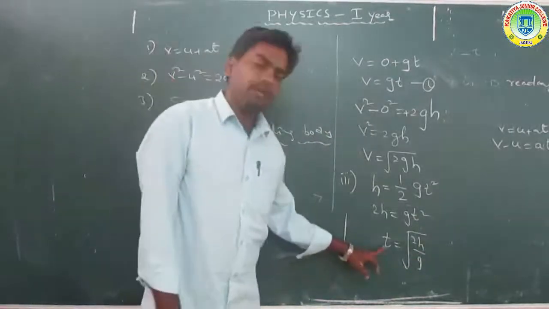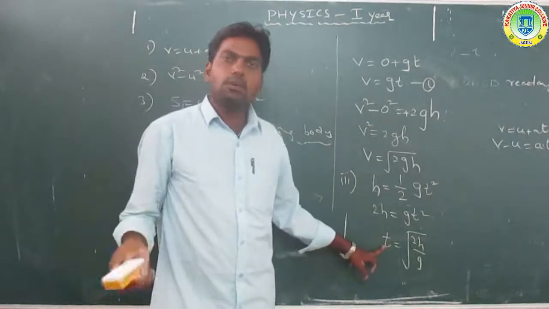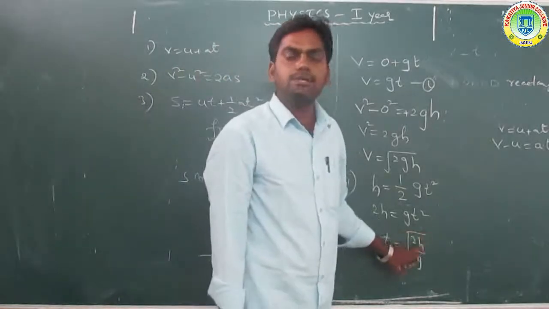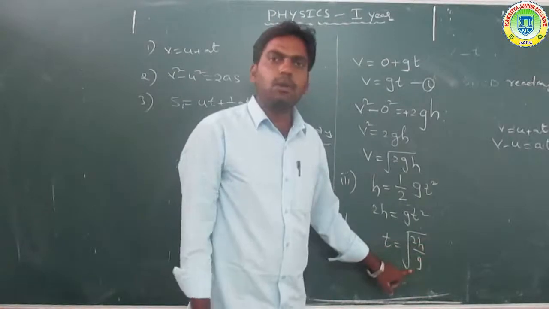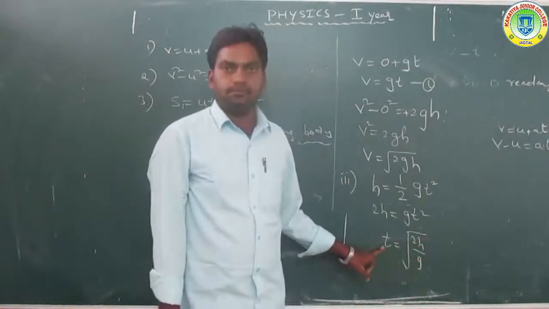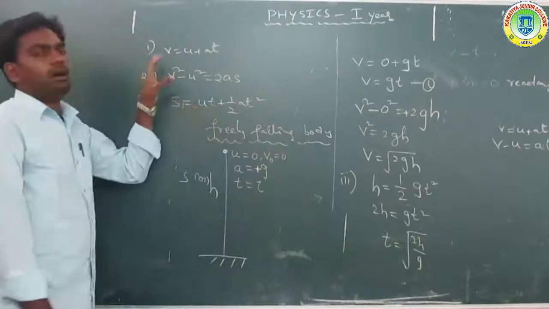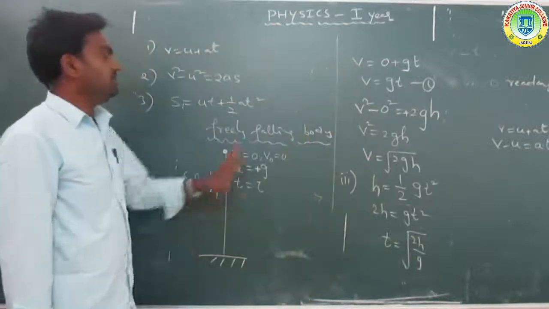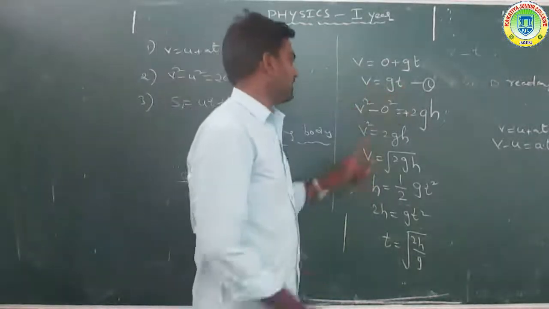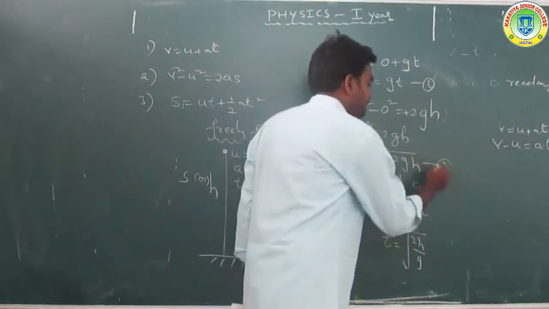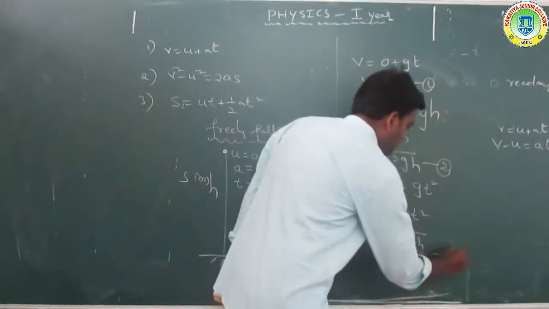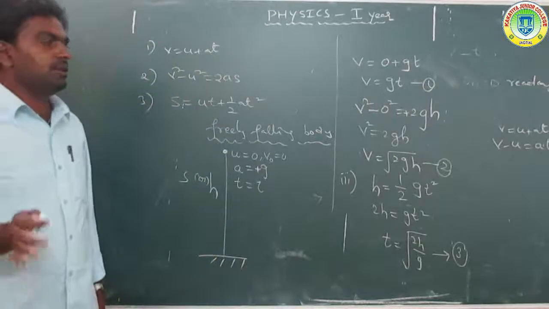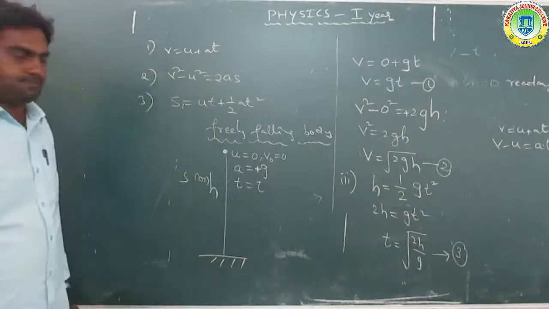So the time can also be found for any free falling body using this equation: t is equal to under root of 2h by g, where h is the height, g is the gravity, and t is the time taken. So the kinematic equations applied to a free falling body give us v is equal to gt, v square is equal to 2gh or v is equal to under root of 2gh, and t is equal to under root of 2h by g. These equations can be used in the next problems.